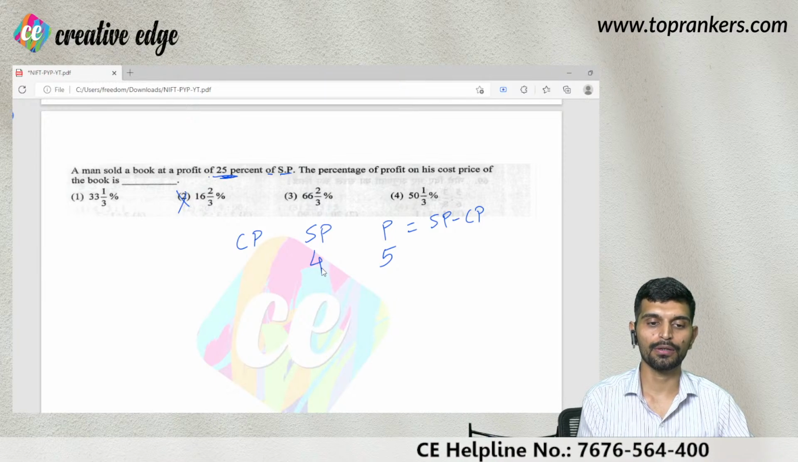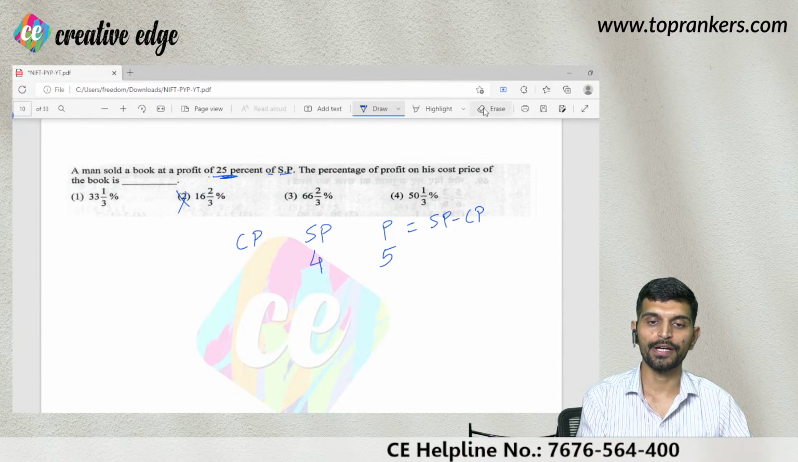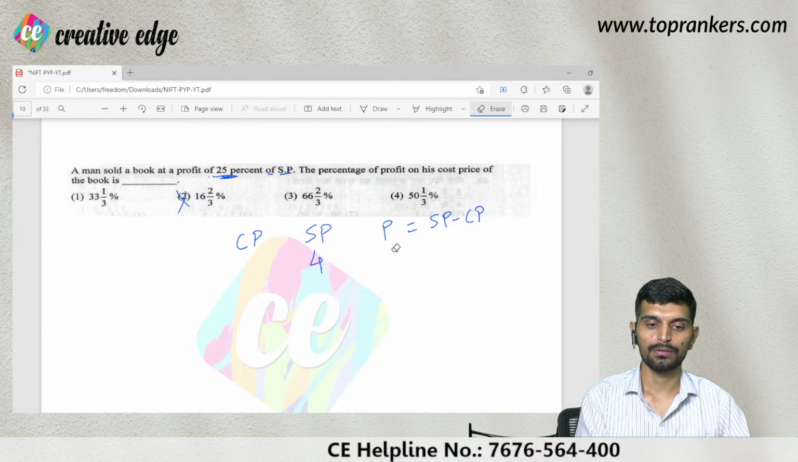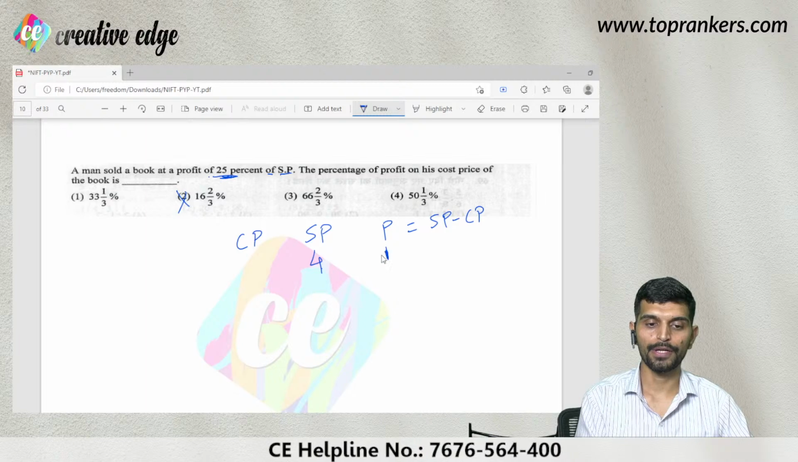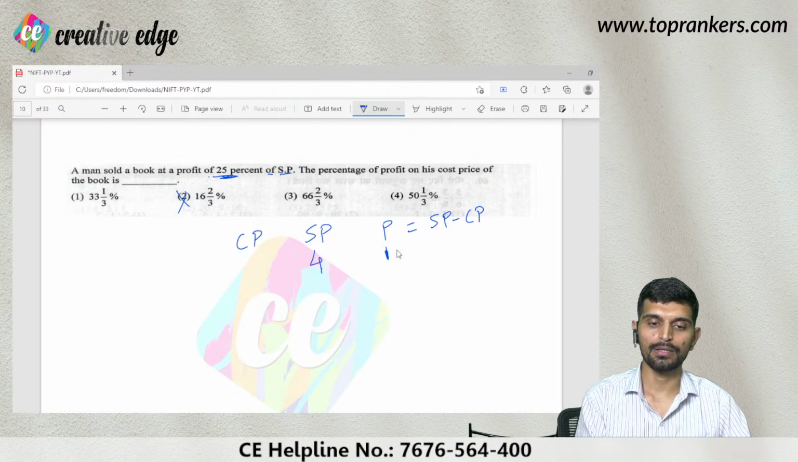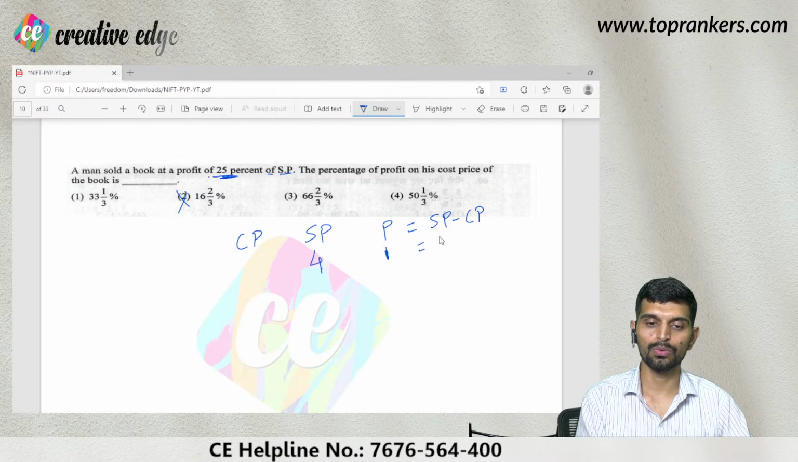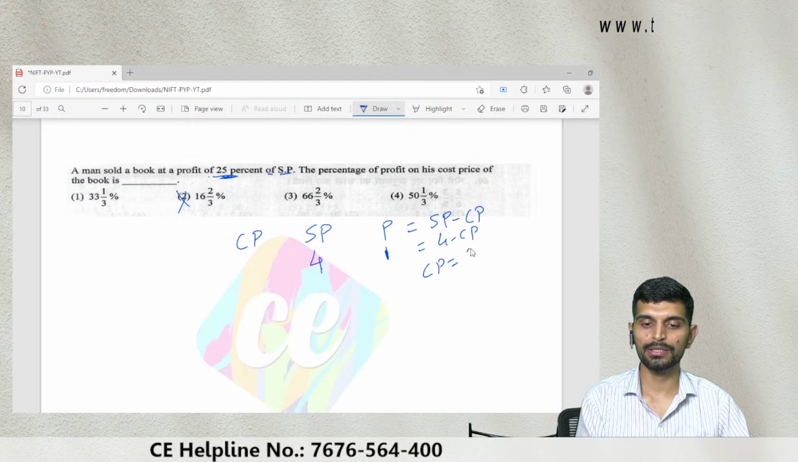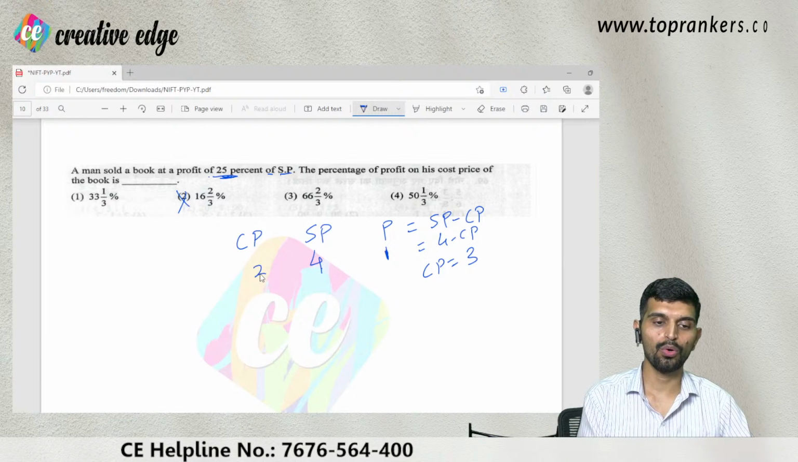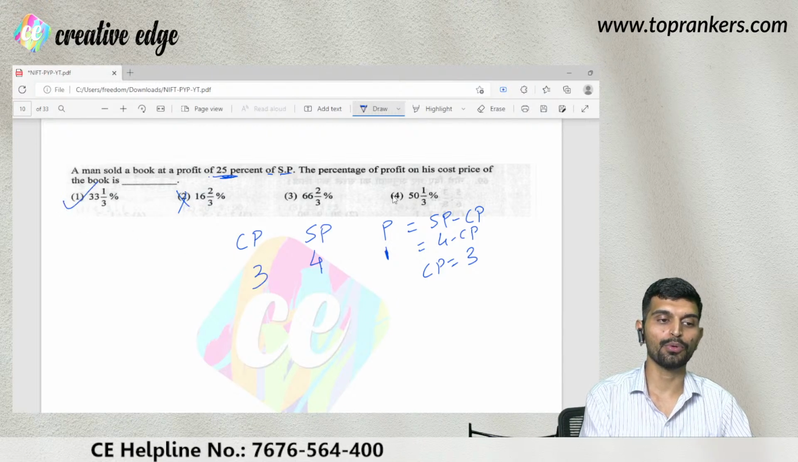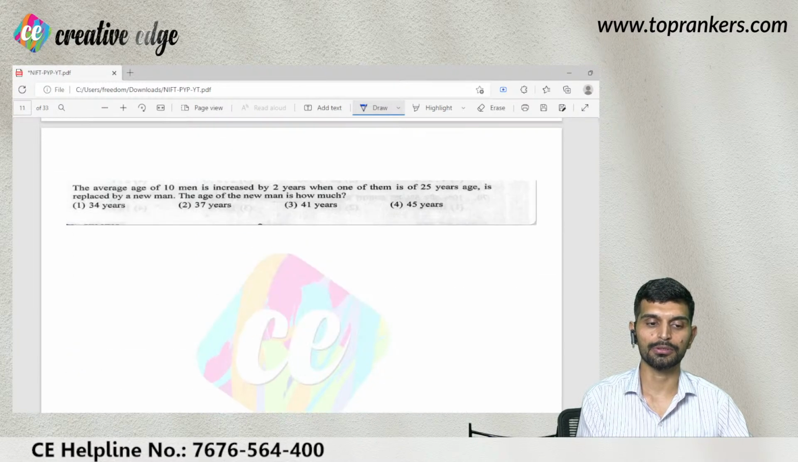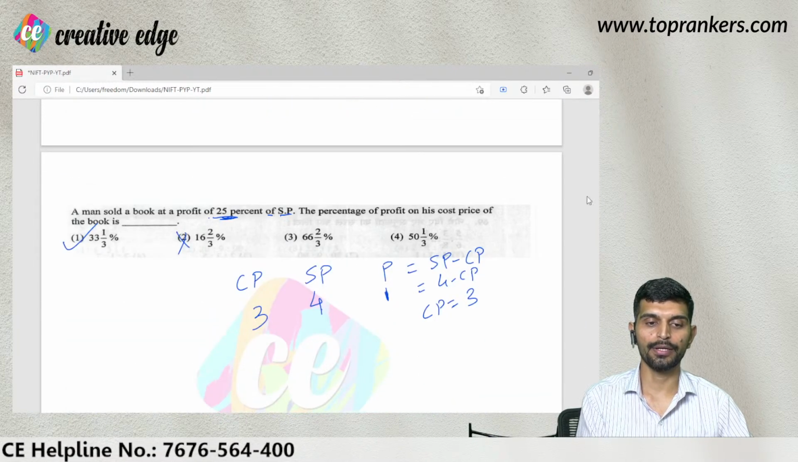SP का वैल्यू अगर 4 था तो प्रॉफिट का वैल्यू जो है वो 1 है. This is not 1. This is, the profit is 1. So this 1 is equal to 4 minus CP. So CP should be 3. So 1 over 3 is 33.33%, or you can say 33 1 by 3%. I hope it is clear.